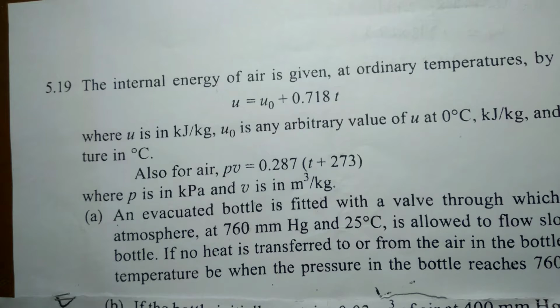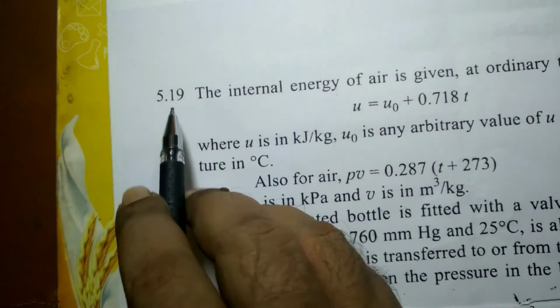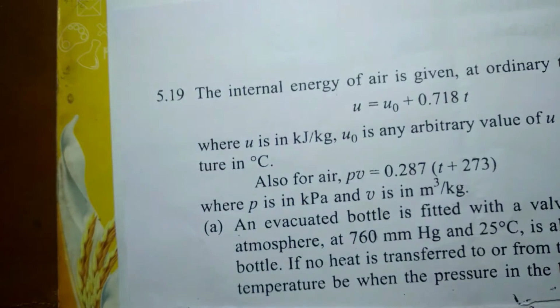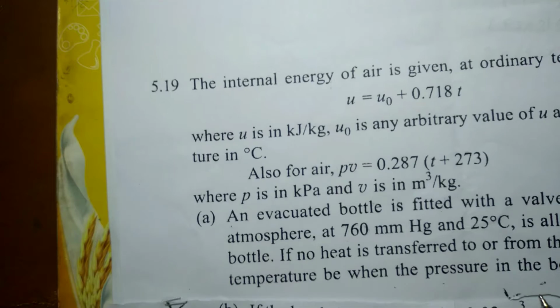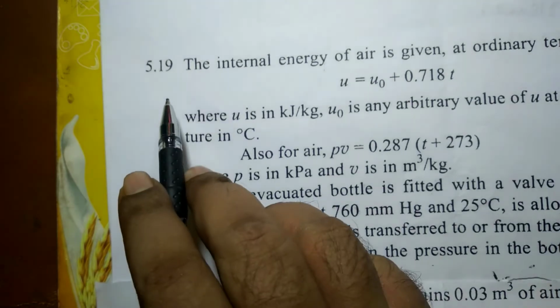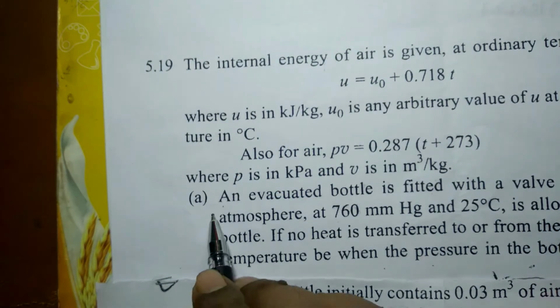And in fact, I am going to discuss two problems, that is, one is 5.19 and later on 5.20. So two problems, and 5.19 has two bits A and B.